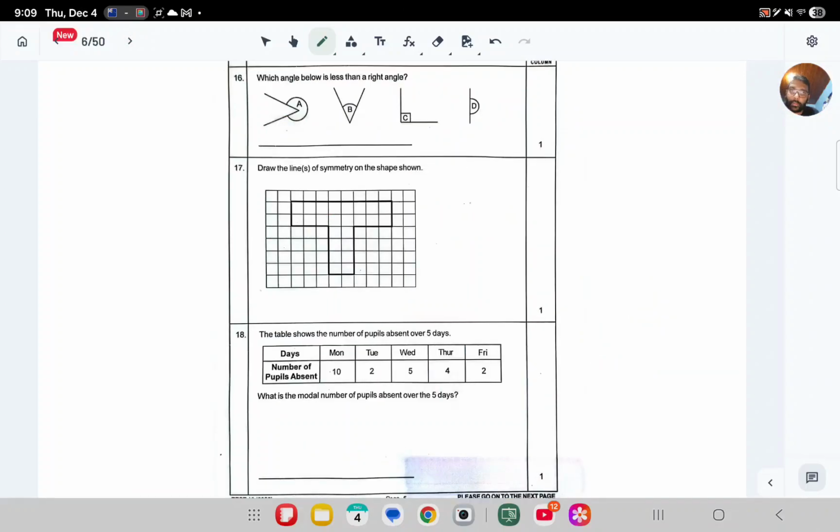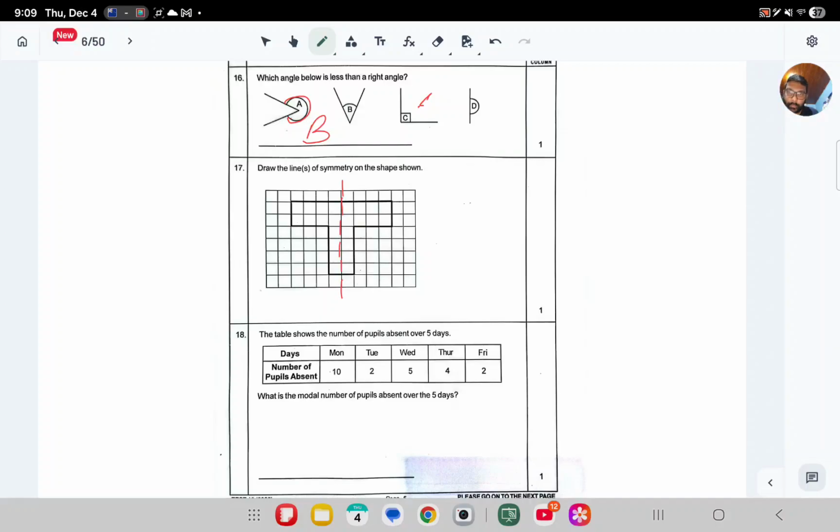Number 16, which angle below is less than a right angle? So we know this is a right angle here. So the one that is less. This angle is this entire thing here, so this is more. This here is two right angles because it's a straight line. So therefore we know it is B. It said draw the line or lines of symmetry on the shape shown. This is a T, and we know a T has one vertical line of symmetry.